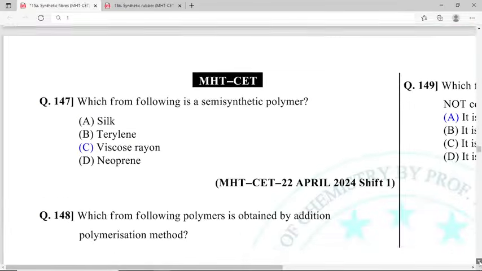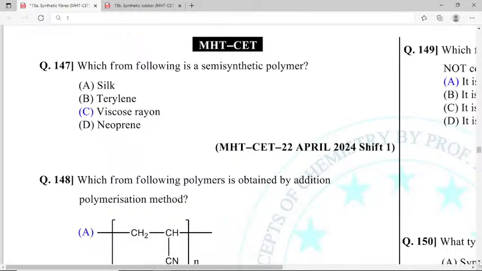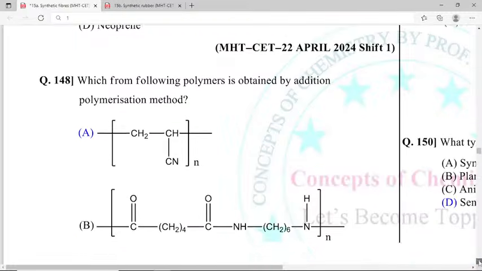Next question. Which of the following is a semi-synthetic polymer? Viscose rayon is semi-synthetic. Semi-synthetic polymers are called regenerated polymers.